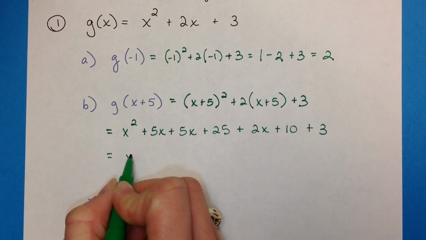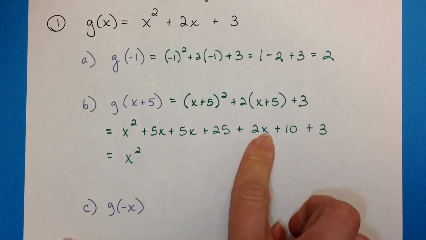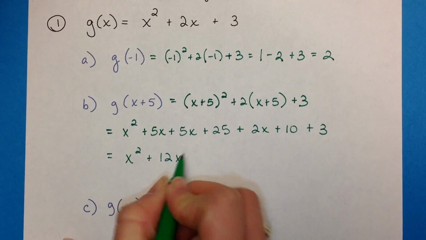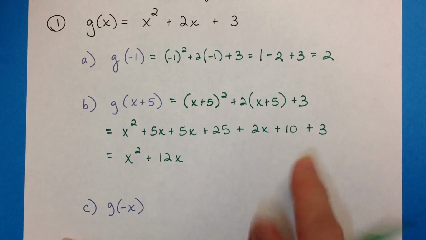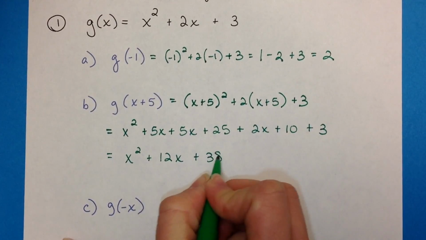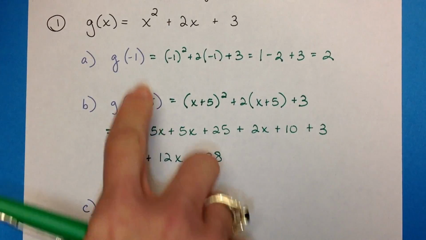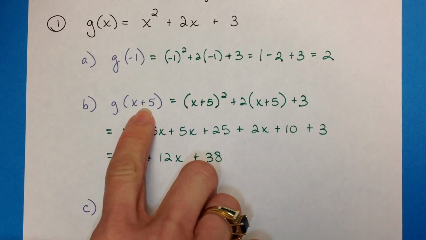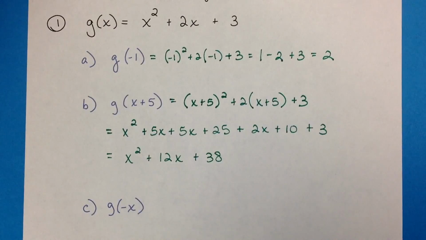And now it's just a matter of combining like terms. So 5x plus 5x is 10x, plus 2x will give us 12x. And then 25 plus 10 is 35, plus 3 is going to give me 38. So in this situation, when you evaluate it, you're not coming out with just a number. Before, we plugged in a number, we got a number. Here we plug in an expression, so therefore what we'll get is an expression. It'll still be in terms of x.